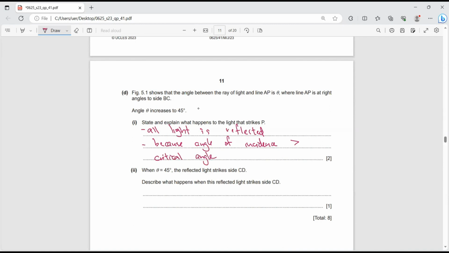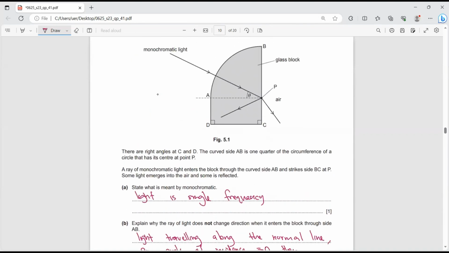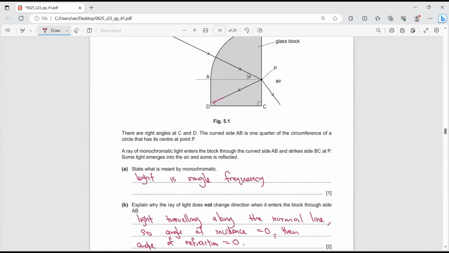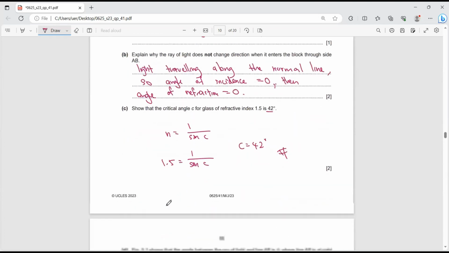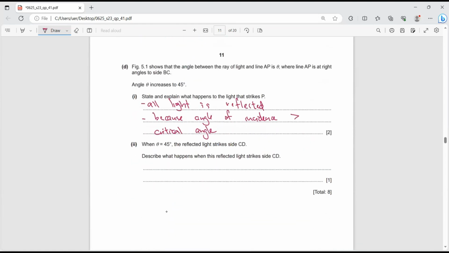Number 2. When theta is 45, the refracted light strikes the side CD. What happens when this refracted light strikes CD? Another 45, so another total internal reflection. All the light is reflected again, because the angle is still greater than the critical angle.